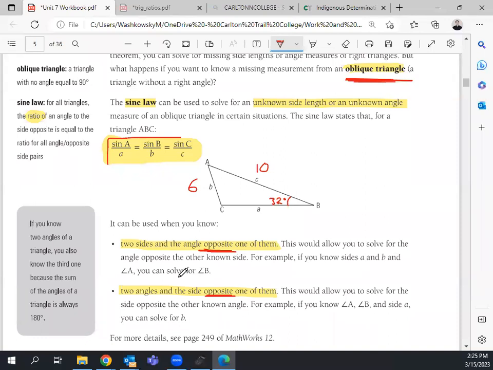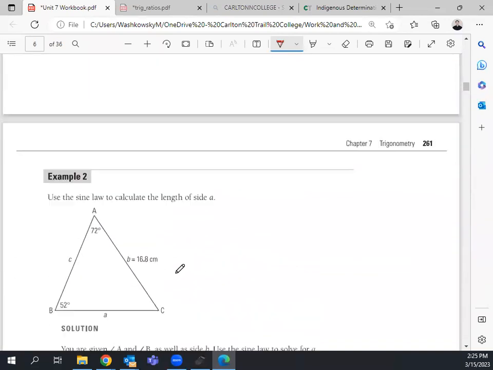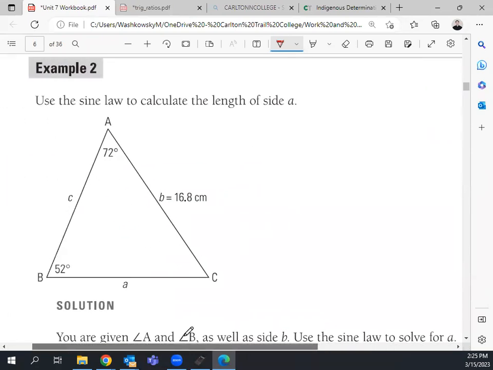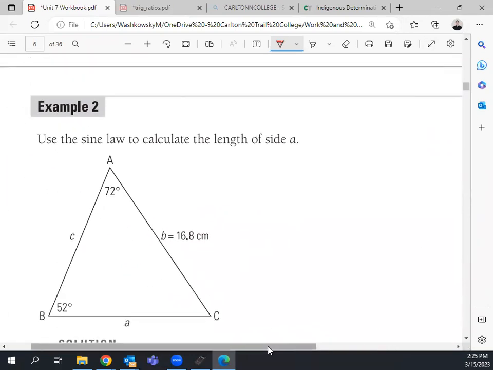Now let's actually start using it a little bit. So we're going to use this one here. Again, I'm going to ask you to try and avert your eyes. The answers are right below it. Please try and avert your eyes.